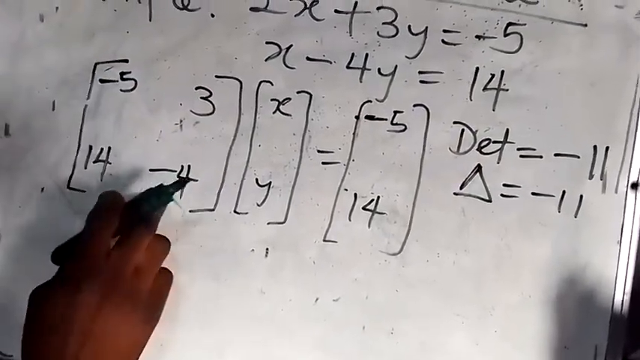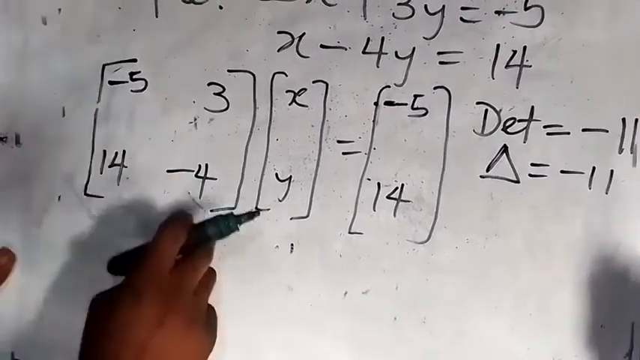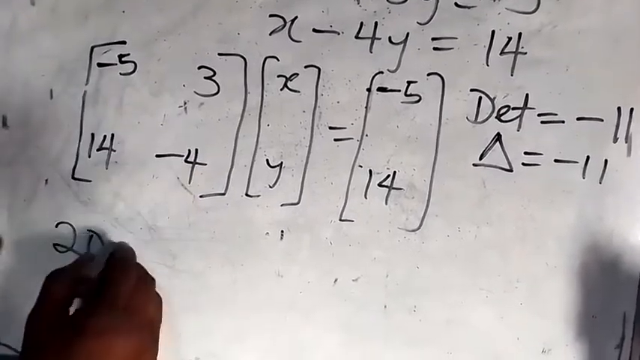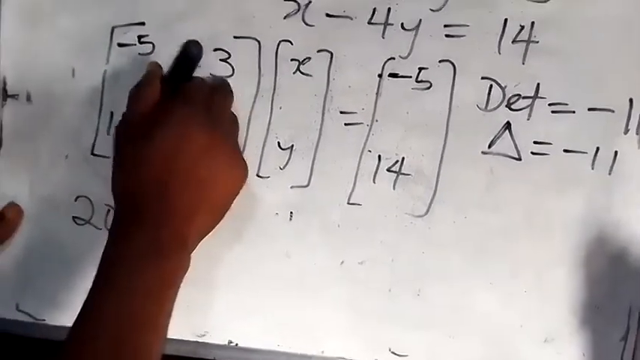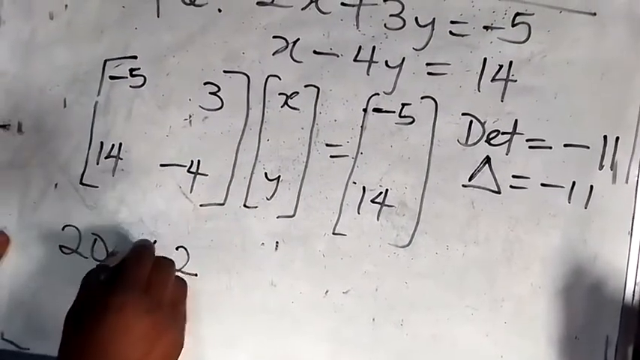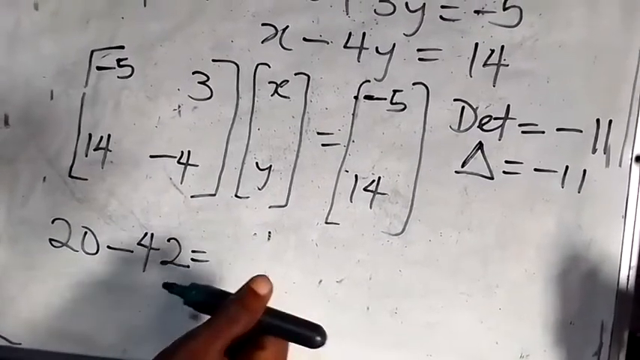Now that I've put this here, let's find the determinant again. Minus 5 times minus 4: minus times minus is plus, so that is 20. Now minus 14 times 3. 3 times 4 is 12, keep 1. 3 times 1 is 3, plus 1 is 4. So that is 42. So 20 minus 42 is minus 22.